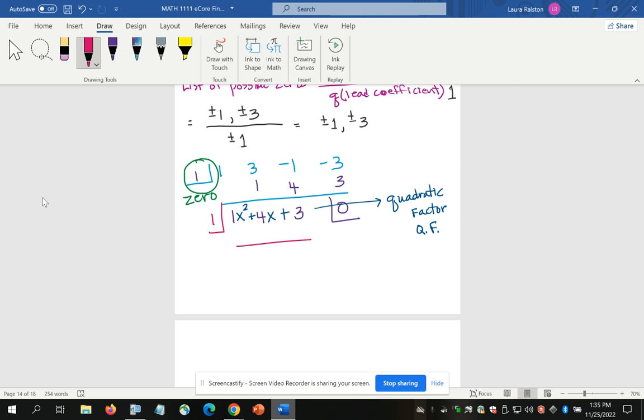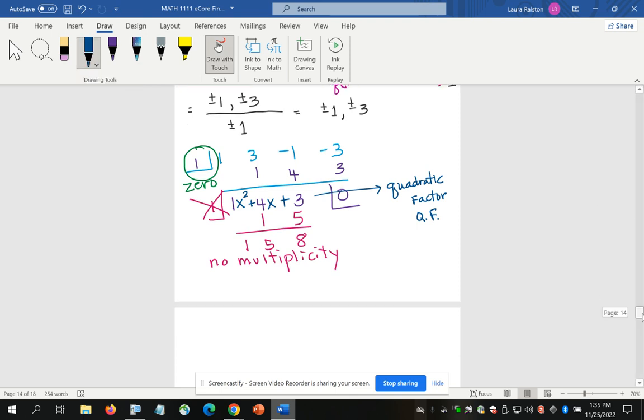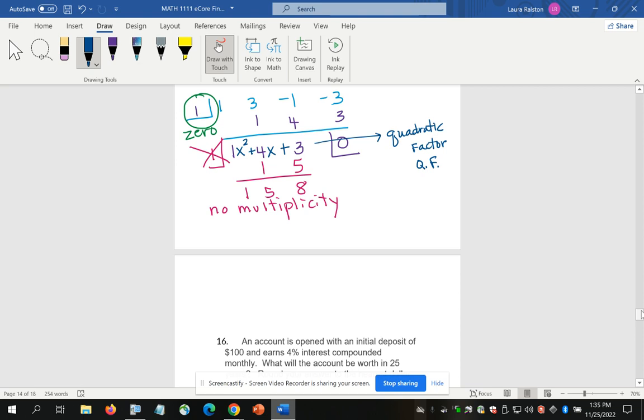Okay, 1 times 1 is 1. 4 plus 1 is 5. 1 times 5 is 5. It's 8. Okay, so it doesn't work a second time. So there's no multiplicity. So again, I have the option. I think I'm going to try to factor this thing just because it's a little bit faster.